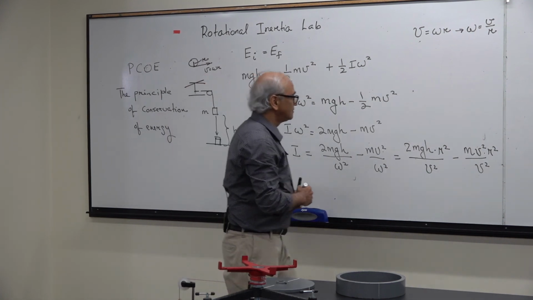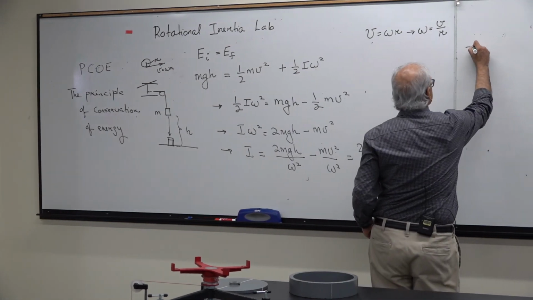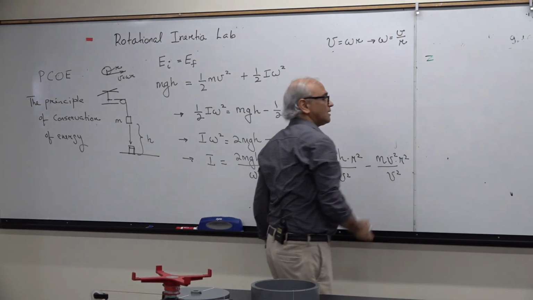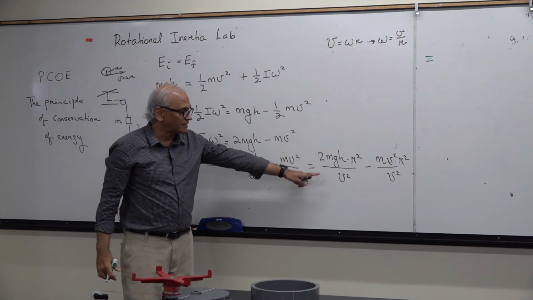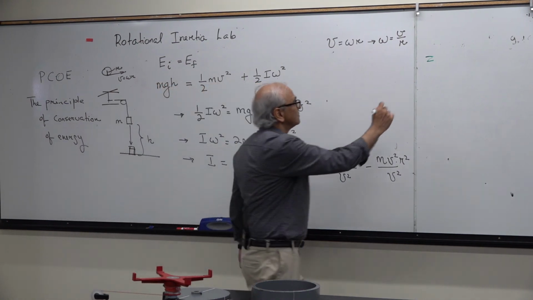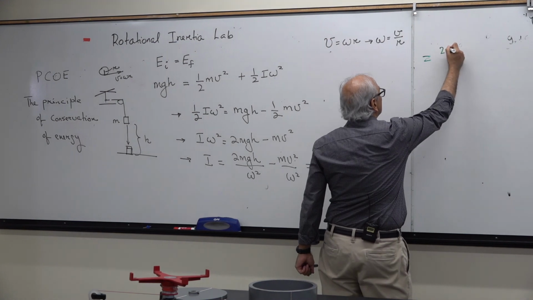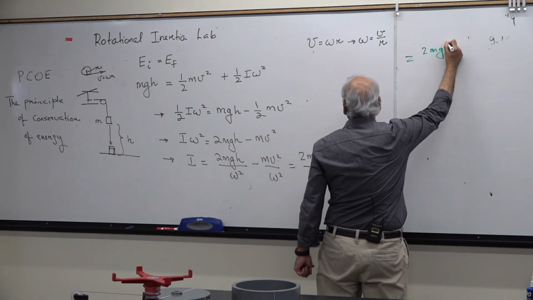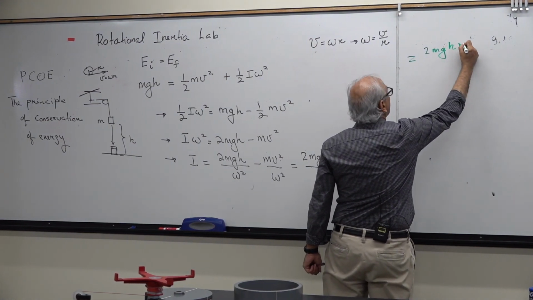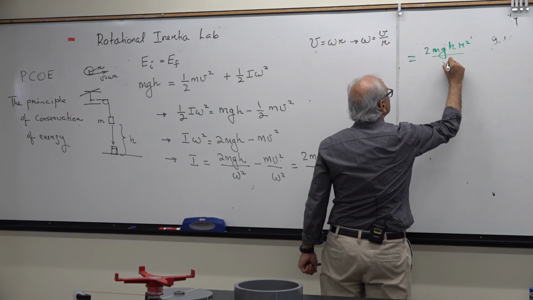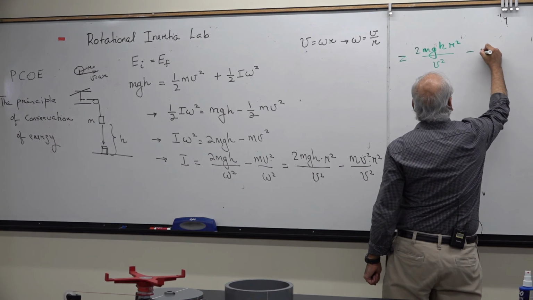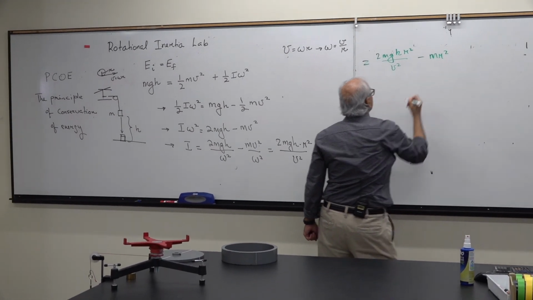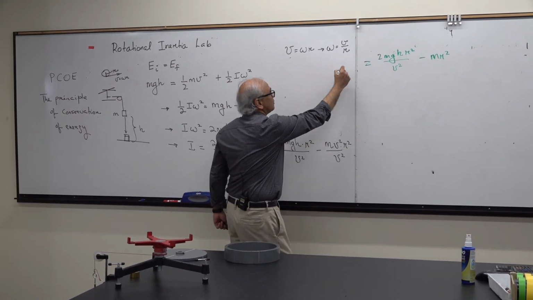So then, let's see if this pen works. Let me just keep it as it is. 2mgh r square over v square minus mr square. This is all equal to I, by the way.